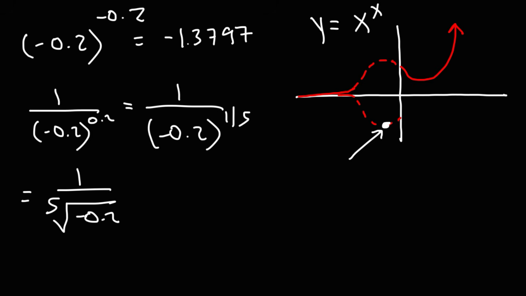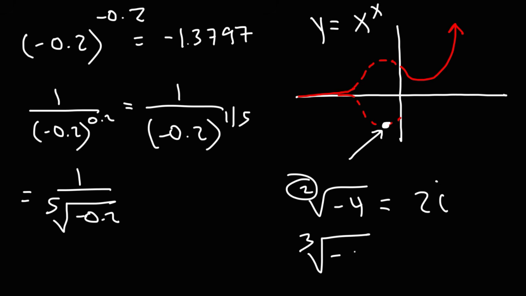Now, it's important to understand that when you take the square root of a negative number, like the square root of negative 4, you're going to get an imaginary number, not a real number. And that's the case anytime you have an even index number. But if the index number is odd, you'll get a real number. The cube root of negative 8 is negative 2. So the 5th root of negative 0.2 will give us a real negative value.